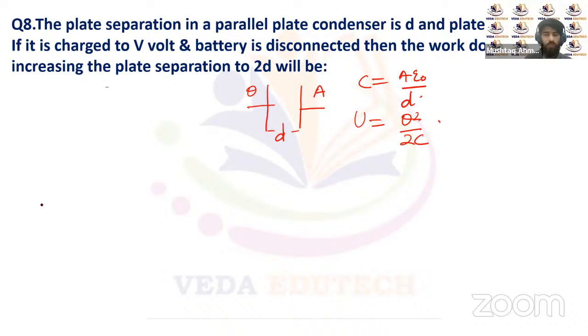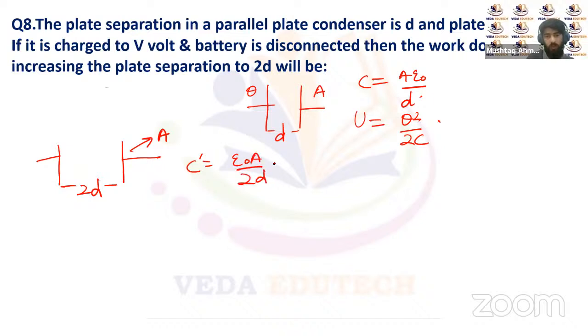This will be the amount of energy stored in this capacitor. Similarly, now if we increase the distance between the two plates of the capacitor from D to 2D, and the area of the plates remains the same, that's A, the new capacitance C dash comes out to be epsilon naught A upon 2D. So this is the new capacitance, which will actually become half of the previous capacitance.